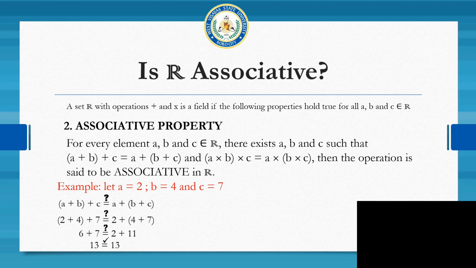How about in multiplication? For example, quantity A times B times C equals A times quantity B times C. Substituting the values, we have quantity 2 times 4 times 7 equals 2 times quantity 4 times 7. Performing the parentheses, we have 8 times 7 equals 2 times 28. Therefore, the answer is 56 equals 56. This means that the set of real numbers is associative under multiplication.